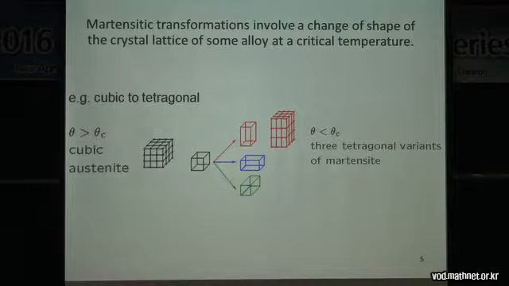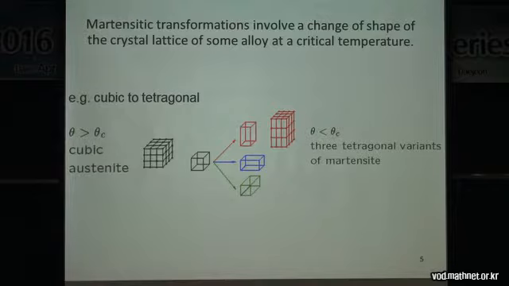And of course, they will be just one element of a new lattice. This is a first order transformation, so it doesn't happen gradually. As you reduce the temperature through theta critical, if you reduce it enough, it will suddenly change shape. You can even often hear it with a click.